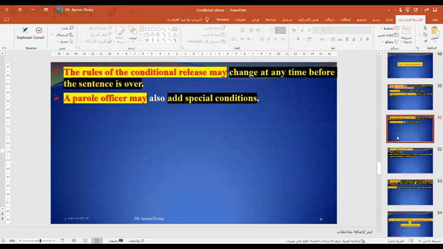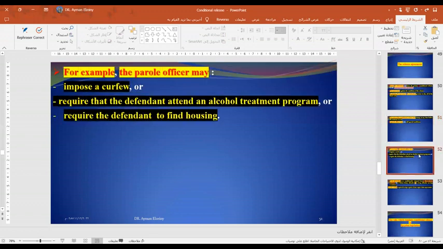Rules of conditional release may change at any time before the sentence is over. شروط الكونديشنال ريليز ممكن تتغير في أي وقت معرفة السلطة المختصة. Parole officers may also add special conditions. هم هنا طالما ما بيتعسفش في استعمال سلطته، من حقه يغير الشروط، من حقه يعدل الشروط، من حقه يضيف شروط خاصة طالما ده شايفه في مصلحة إيه؟ الشخص المتمتع بهذا النظام.